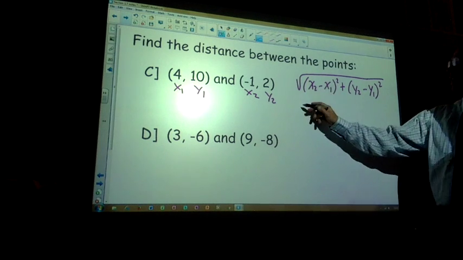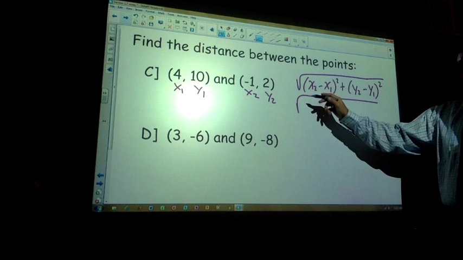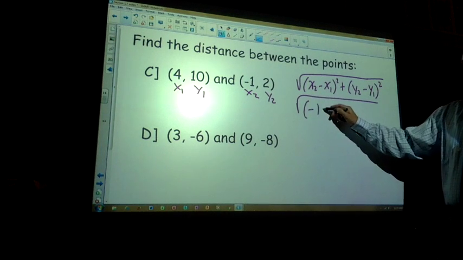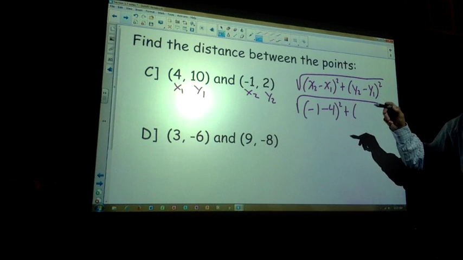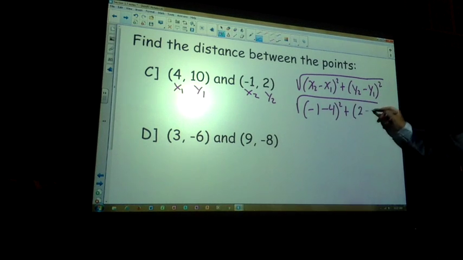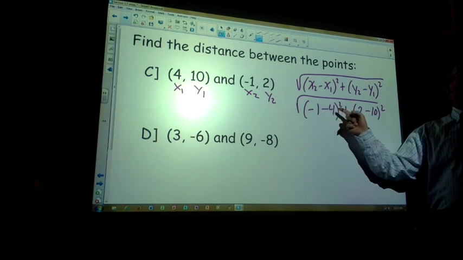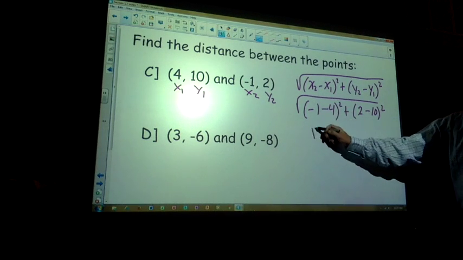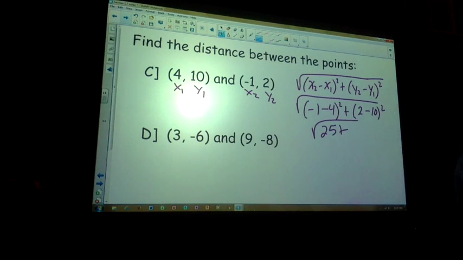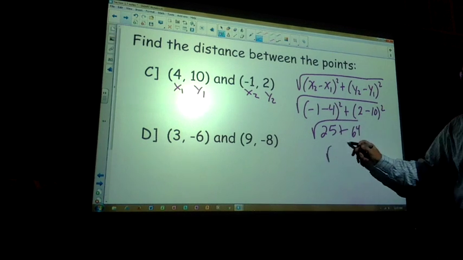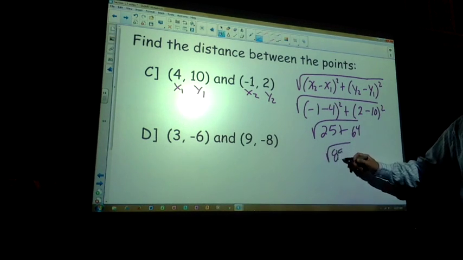So let's plug in our values. So I have the square root of x2 I have as -1, x1 I have as -4, quantity squared, plus y2 I have as 2, y1 I have as 10. I'm going to square that. So this is negative 5. What is negative 5 squared? 25. Plus 2 minus 10 is negative 8. Negative 8 squared is 64. And if I add 25 and 64 together, I realize it's root 89.